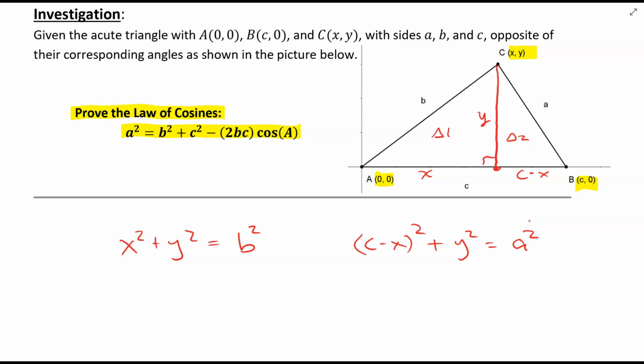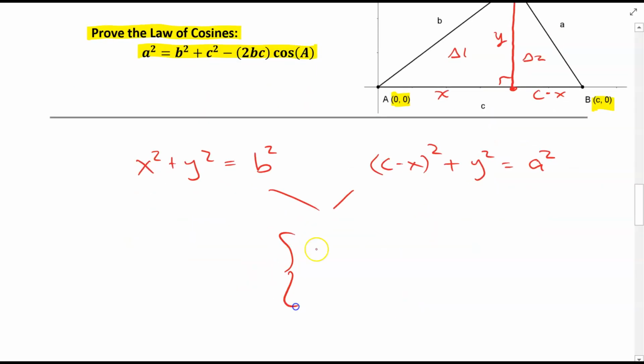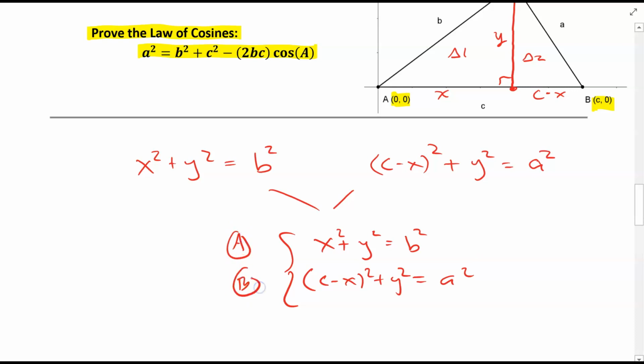So what we're going to do is think about this as a system of two equations, and we're going to make a substitution. I'm going to substitute one of these equations into the other using that y squared. So if I call this equation A and this equation B, which one am I plugging into the other? Does it matter? No. Is there a choice that's better than the other? Yes. So look again at what we're trying to prove. Do you see any part of that in either of these two equations?